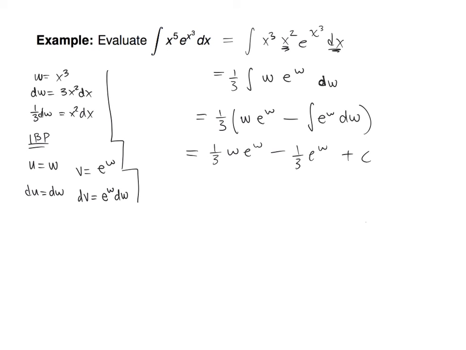And then it's not so bad, right? Just plug back in what your u is. 1/3 x cubed e to the x cubed minus 1/3 e to the x cubed.